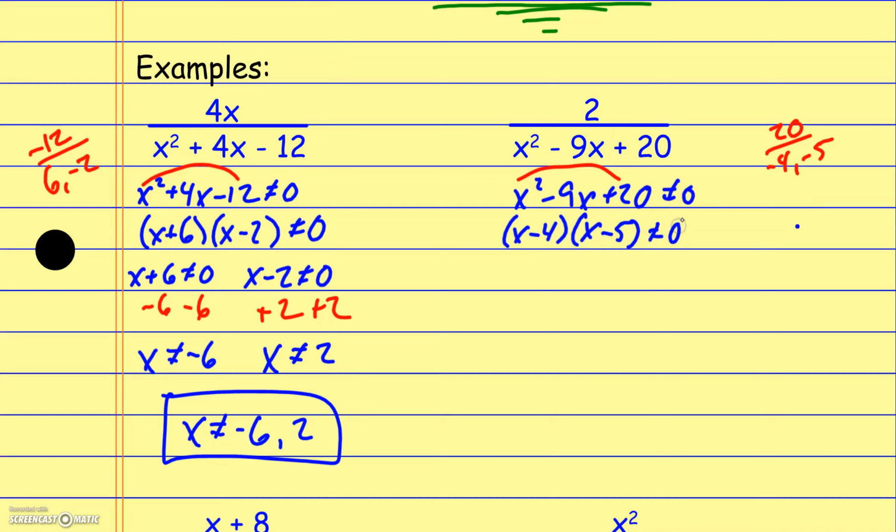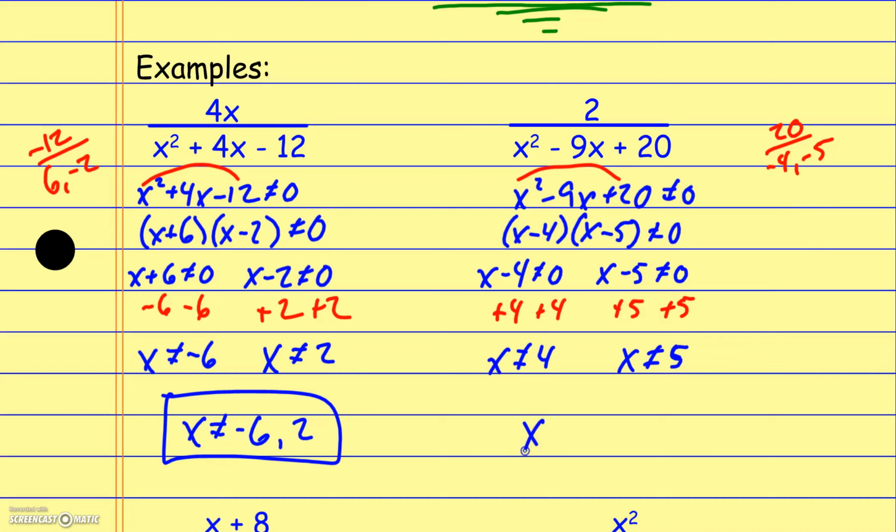Instead of setting these equal to 0, I say they cannot equal 0. That's the only difference in the way I'm solving these things. So I set each one not equal to 0, and now I solve each. Here I add the 4. Over here I add the 5. And so I come up with these two answers: x cannot equal 4, and x cannot equal 5. I solve each of these the same way I would normally solve a quadratic, except I say that it can't equal these values. So here, x cannot equal the 4 or the 5.